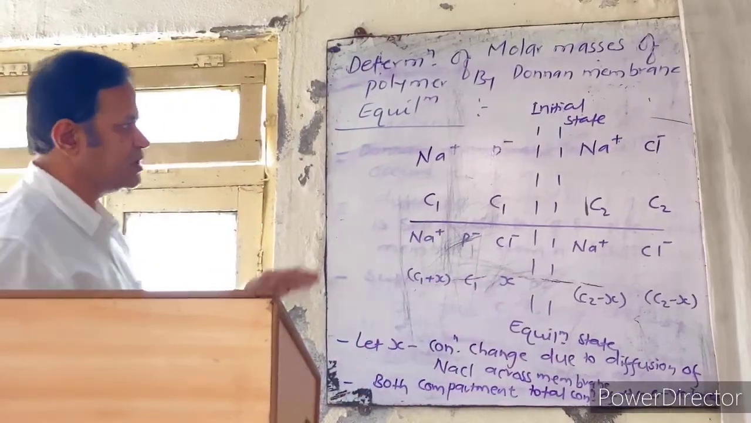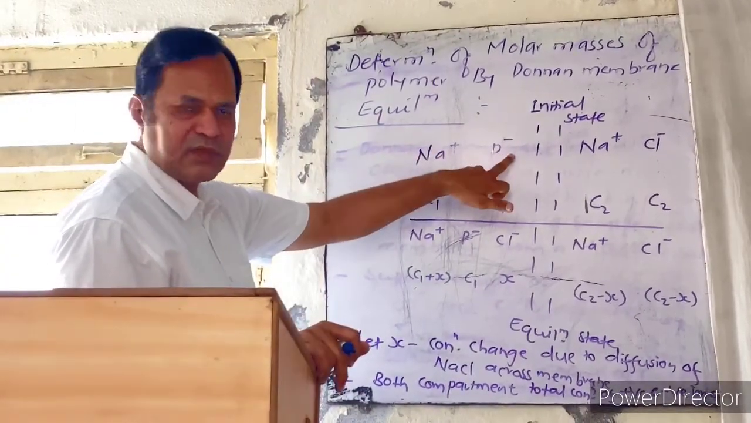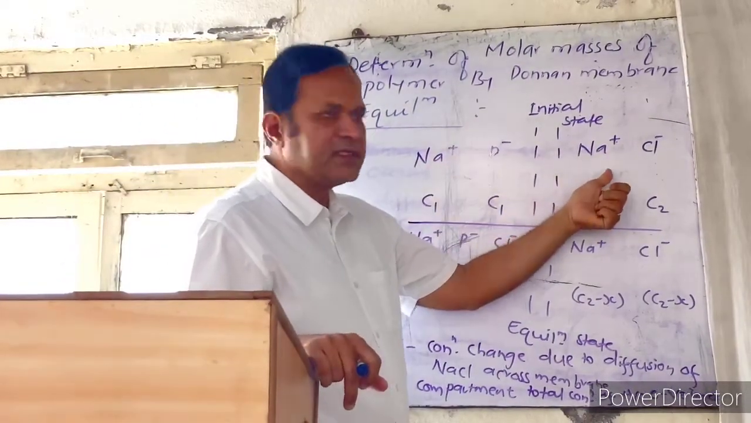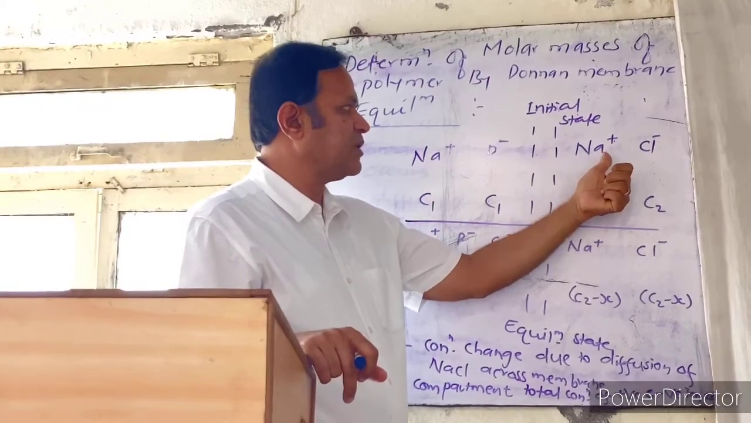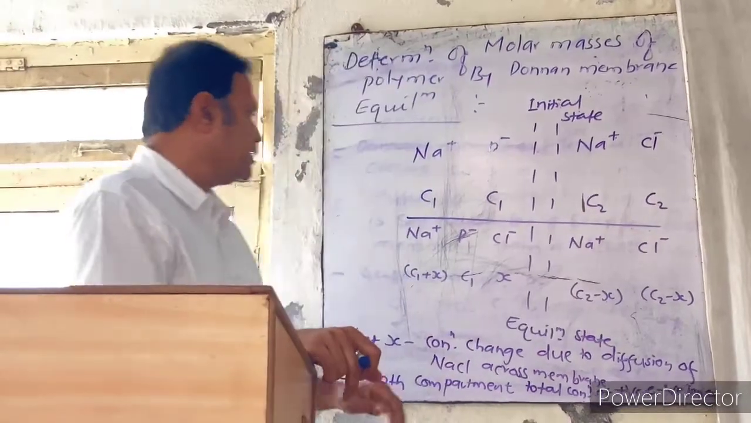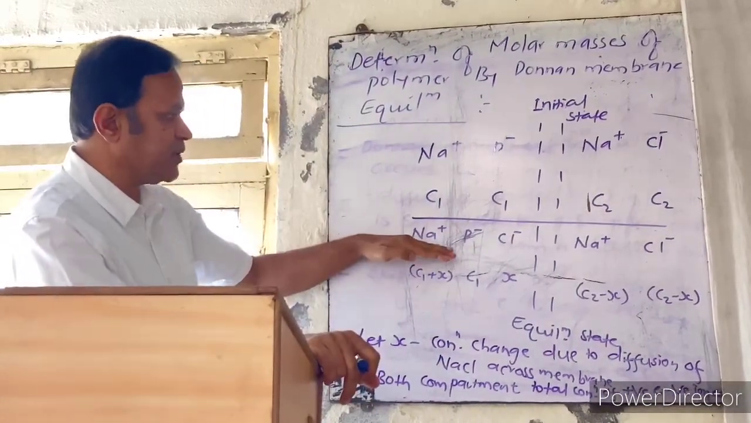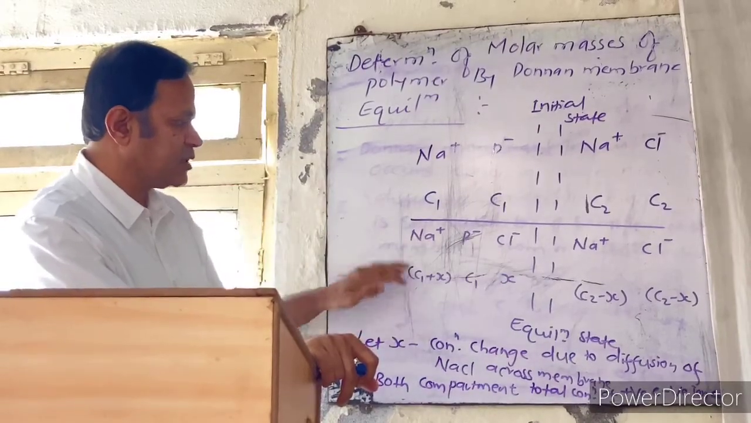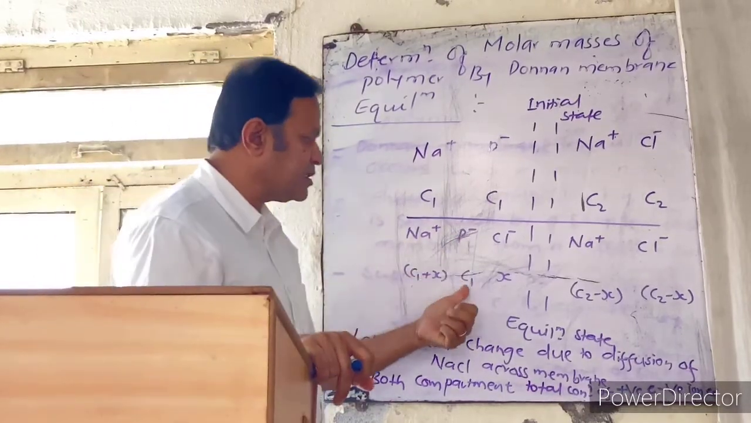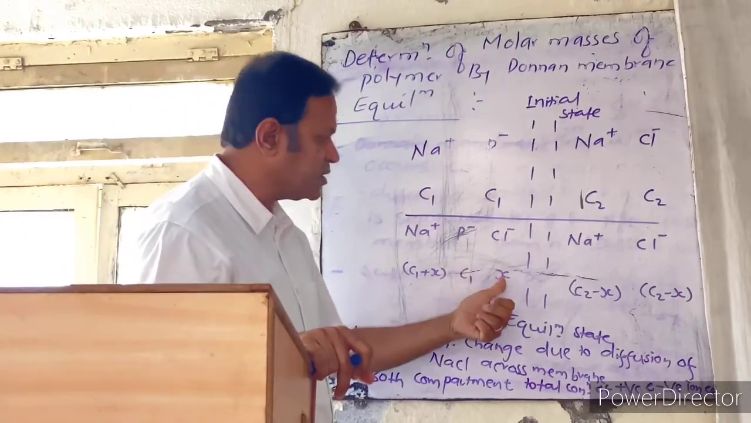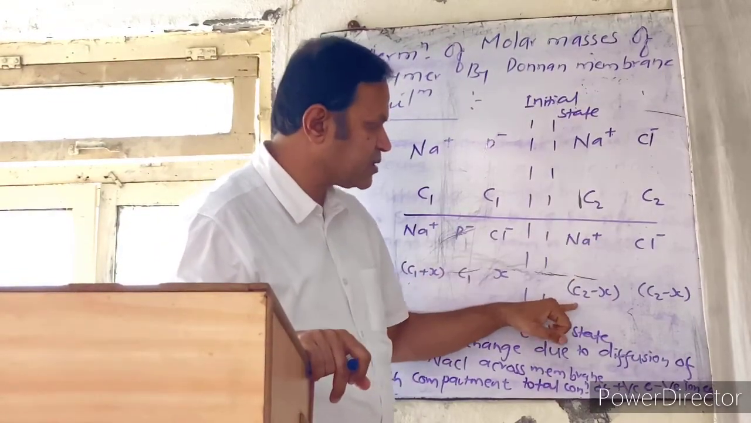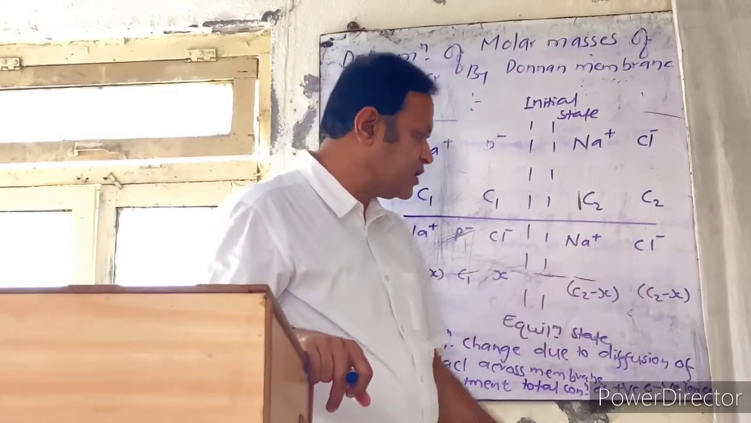Now you see, this is Na+ P- ion, this is the salt. The concentration on the left hand side is C1 and C1. On the right hand side these are the ions Na+ and Cl-, where the concentration is high, that is C2 and C2. At equilibrium, on the left the concentration of Na+ becomes C1 plus X, the concentration of P- is C1, and the concentration of Cl- is X. Towards the right hand side the concentration of Na+ is C2 minus X and the concentration of Cl- is C2 minus X.